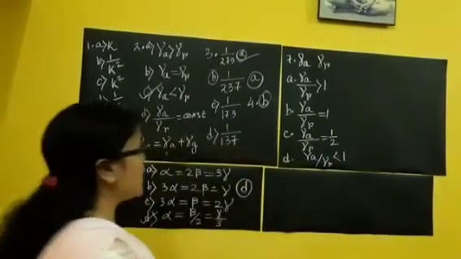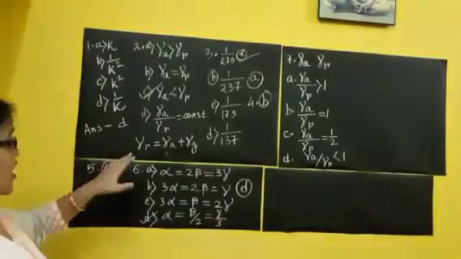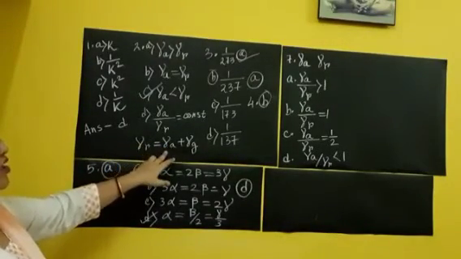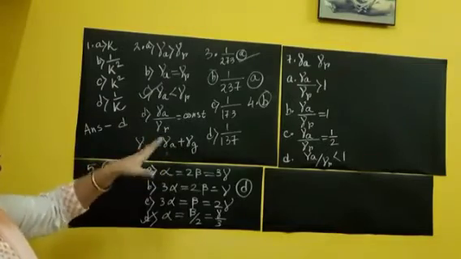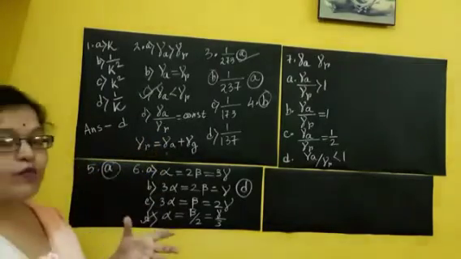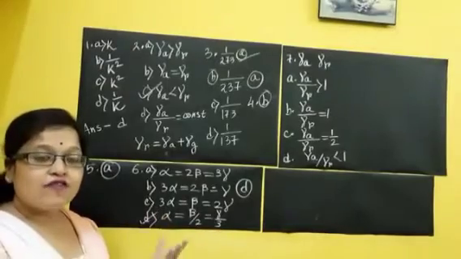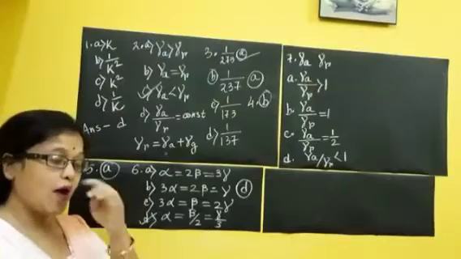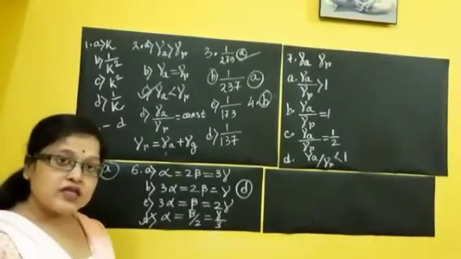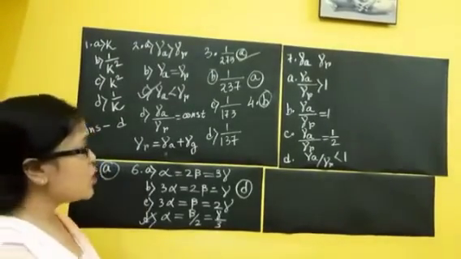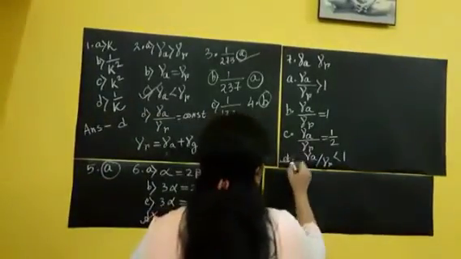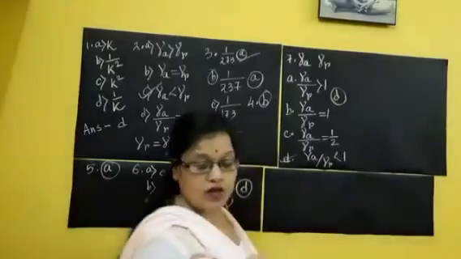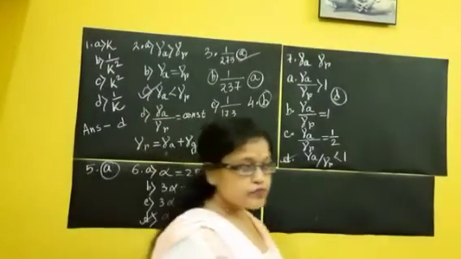Now we know that gamma R is always greater than gamma A. So if the denominator has the greater value and the numerator has the lower value, the ratio will obviously be less than 1. So this will be the correct one. My answer is option D.